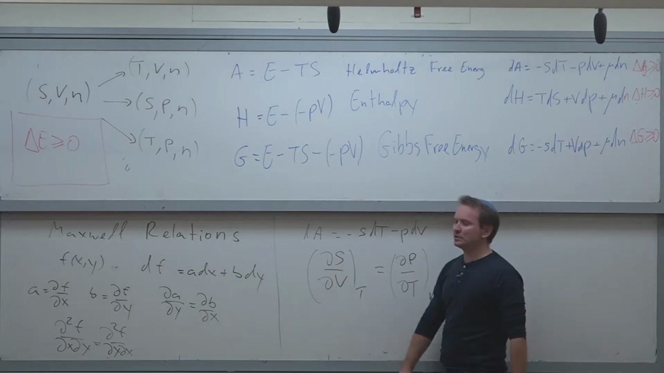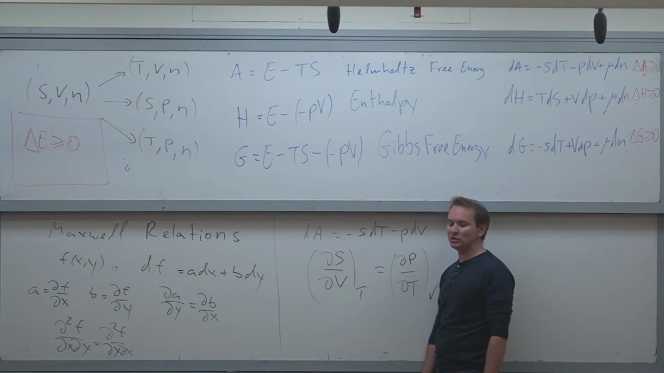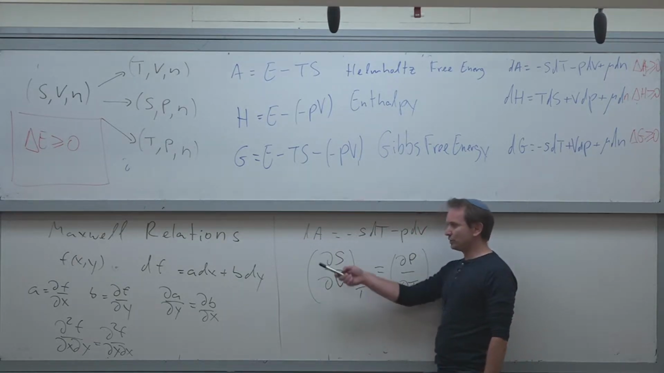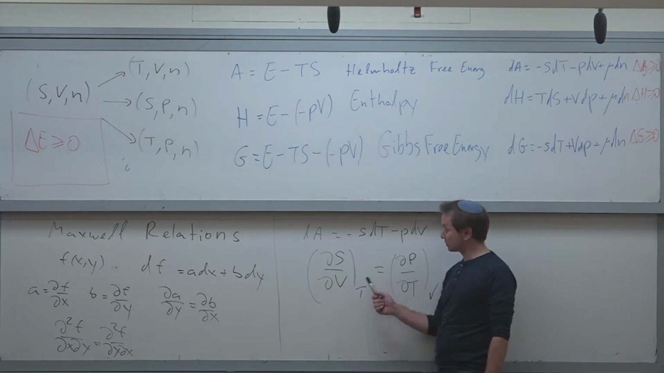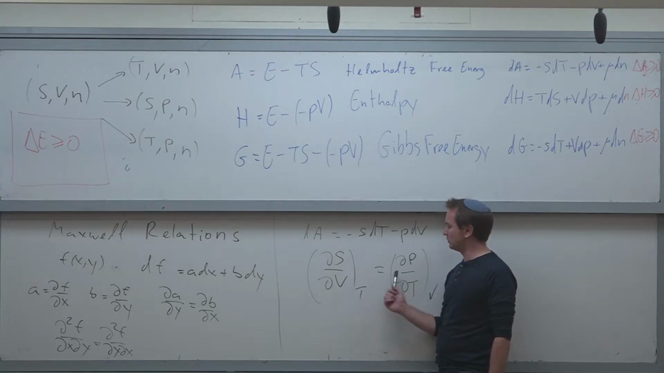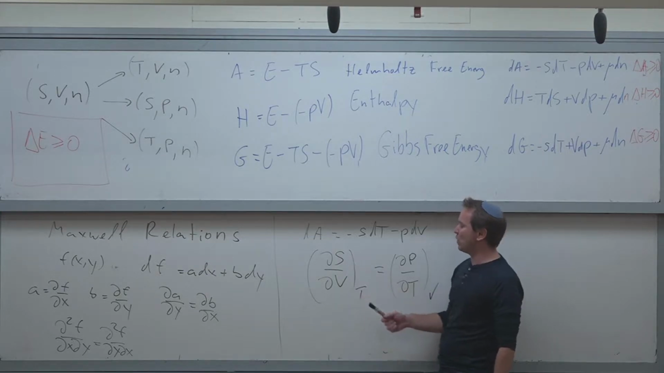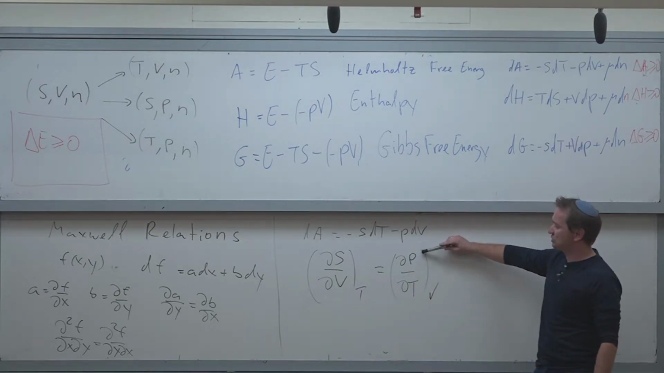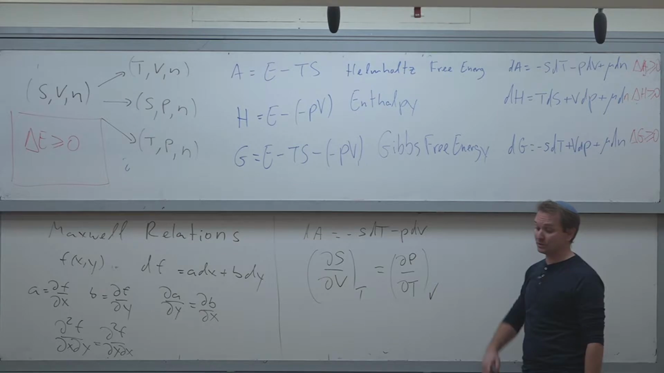We don't know what entropy is. We don't know how to measure it. But according to the Maxwell relations, we know how entropy is changing with volume. If you want to measure the changes of the entropy with volume, you have to measure the changes of the pressure with temperature. That's it.